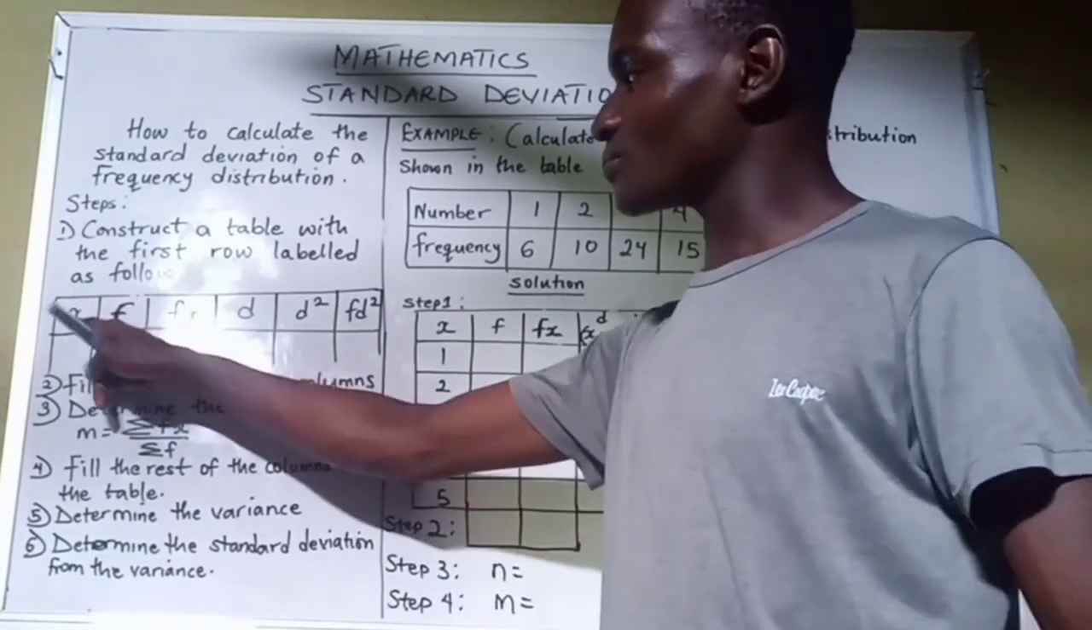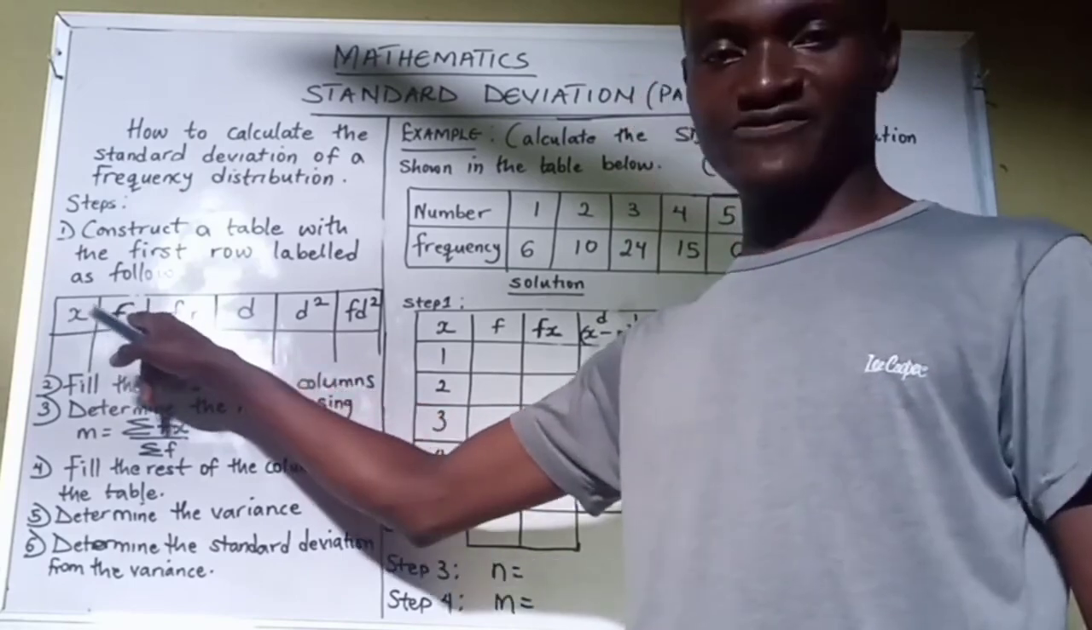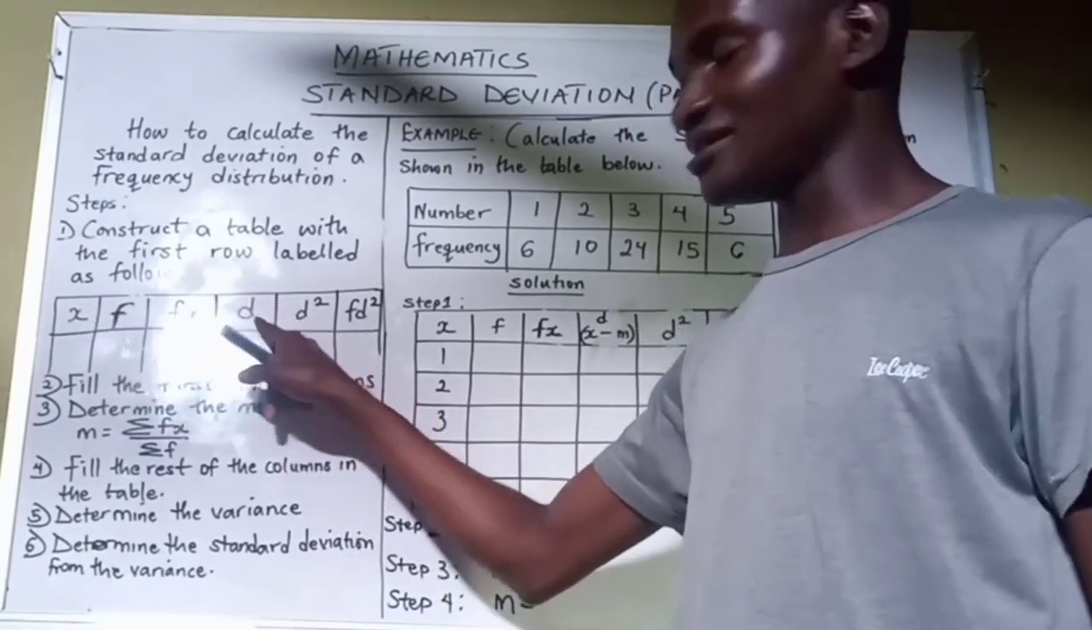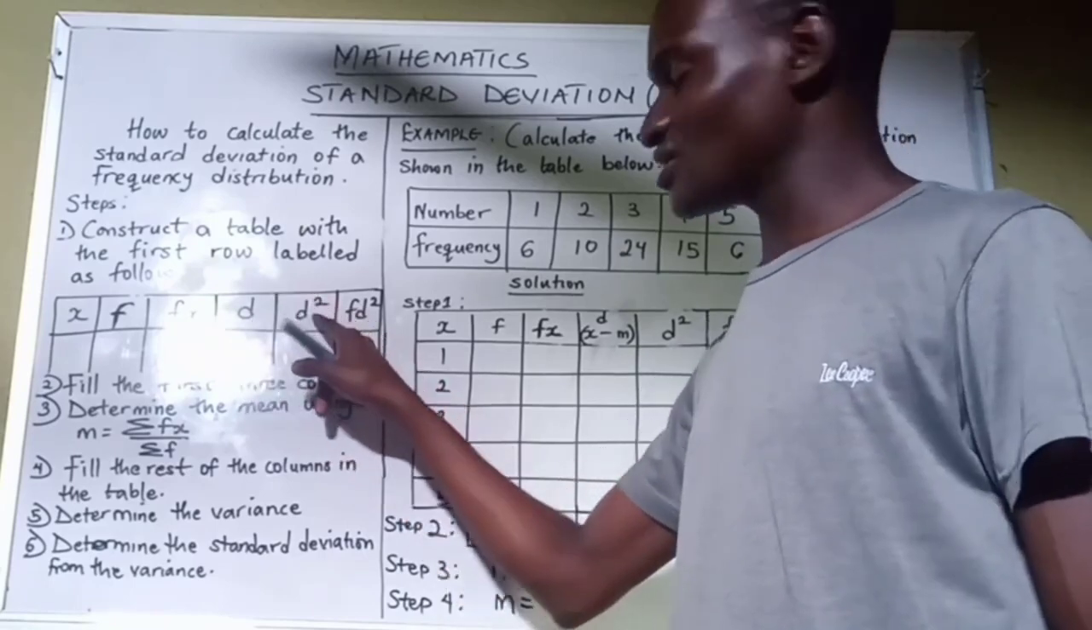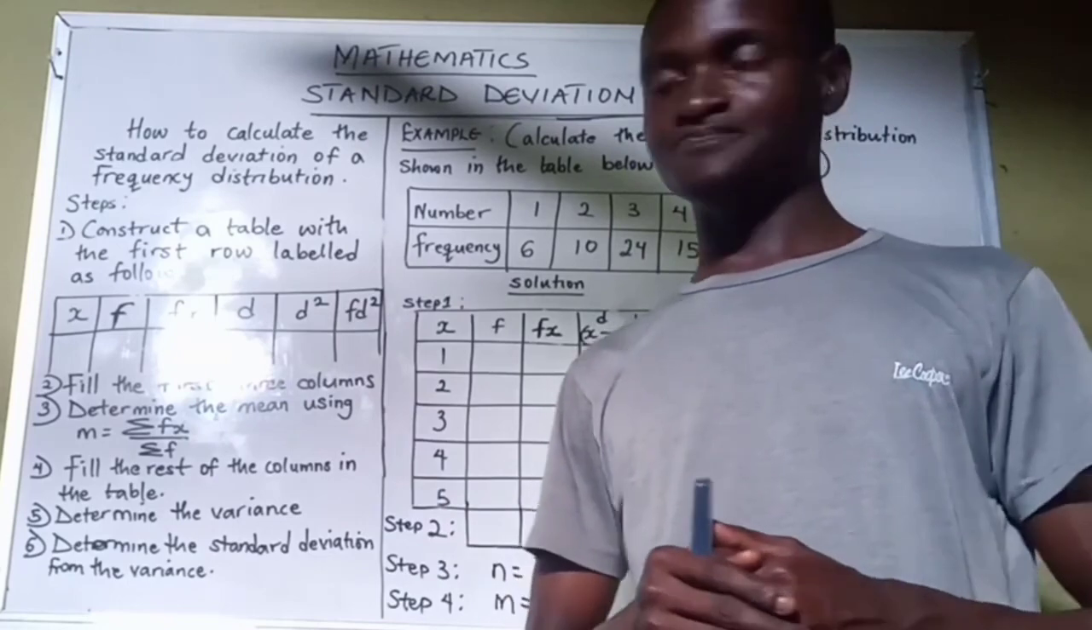The first column, we have the X. The second, we have the F. The third, we have the Fx. The next, we have the D, followed by the D squared, and the last will be the Fd squared.